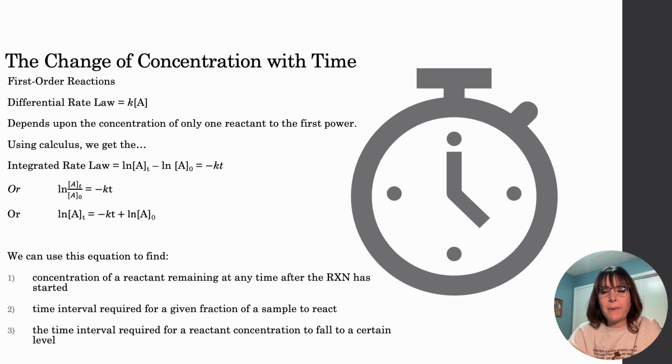So let's just talk briefly about the difference between a first order, a second order, and a zero order reaction. First order is just what it sounds like. It depends upon the concentration of only one reactant to the first power. And luckily we have people who enjoy calculus, and they can actually take something called the integrated rate law. Now we're not going to use this too much in our class, but we can use this equation to find the concentration of a reactant remaining at any time after the reaction has begun. Kind of cool. We could look at the time interval required for a given fraction of a sample to react, or the time interval required for a reactant concentration to fall to a certain level.